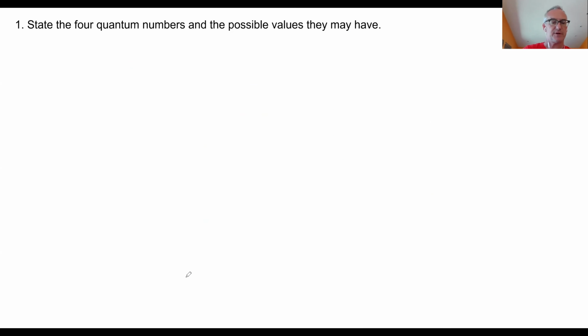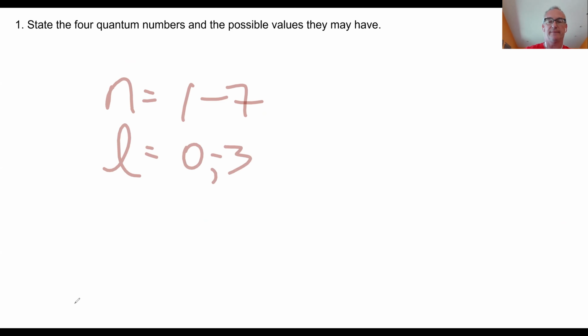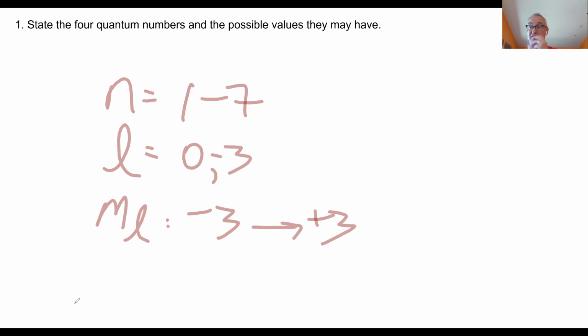the answer to the first one, N, remember, can be 0. Oh, sorry. Look at me already screwing it up. Can be 1 to 7. Okay. L can be 0 to 3. M to the L, the maximum value it can have is -3 out to +3. Those are the possible values.